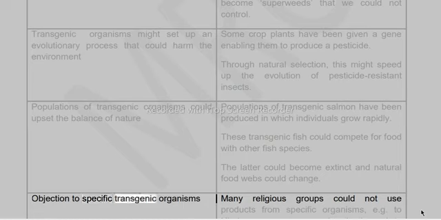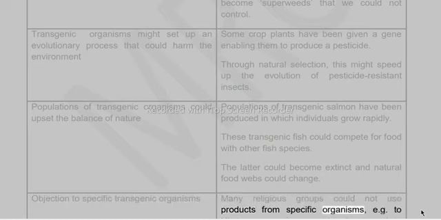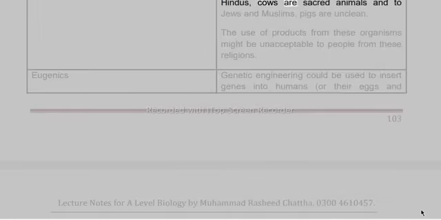Objection to specific transgenic organisms. Many religious groups could not use products from specific organisms, e.g., to Hindus, cows are sacred animals, and to Jews and Muslims, pigs are unclean. The use of products from these organisms might be unacceptable to people from these religions.